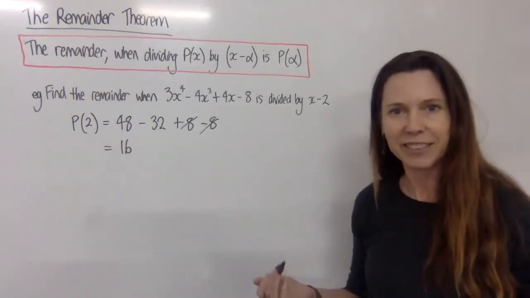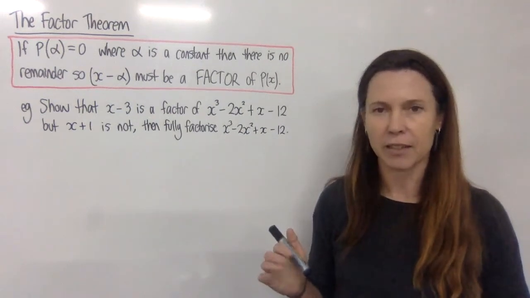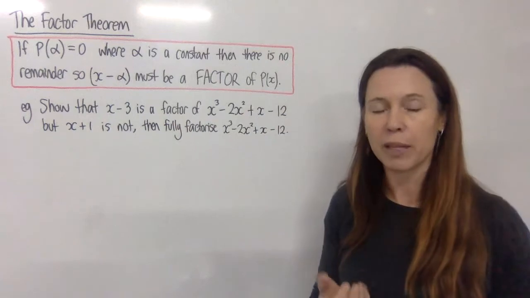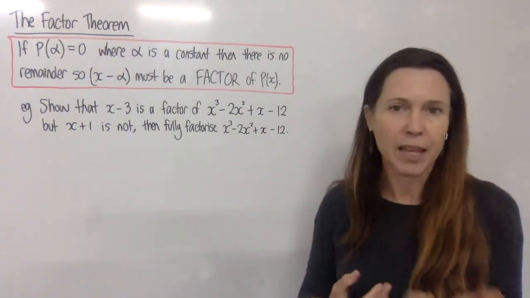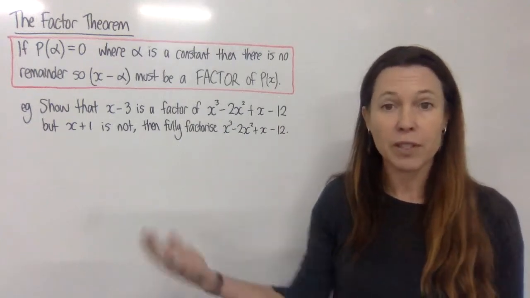Isn't that great? Now let's make sense of the factor theorem, which is closely related. We've just learned that if we take some polynomial p of x and we divide it by x minus alpha, then p of alpha will give us the remainder.